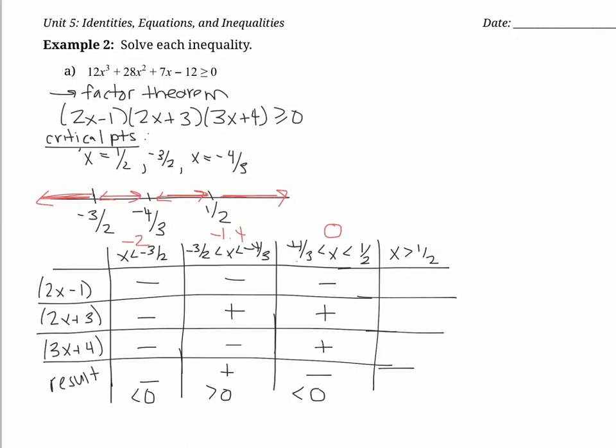And last, let's pick a number that's greater than 1/2. A number that's greater than 1/2 that's easy to work with is just 1. Let's plug 1 into this function. We'll plug it into each of these factors. 2 times 1 minus 1 gives us a positive result.